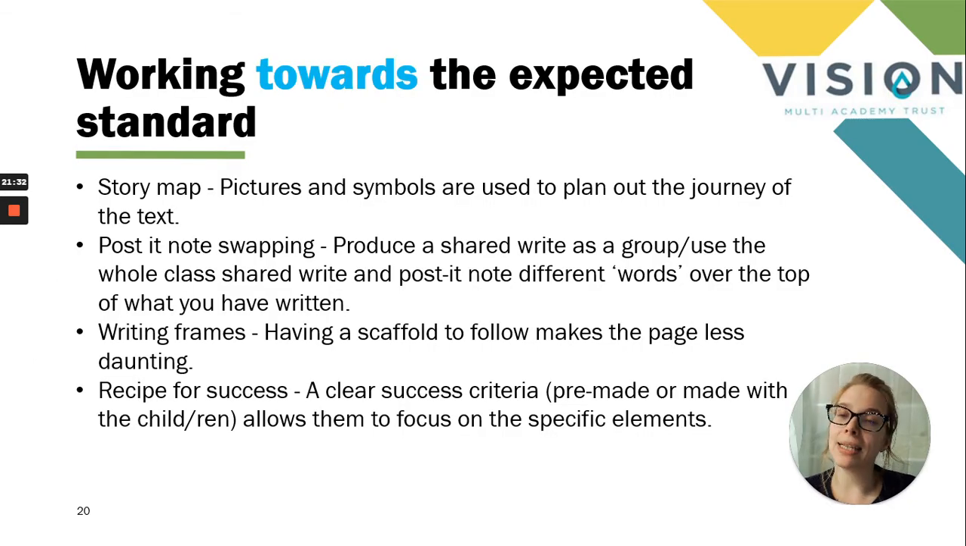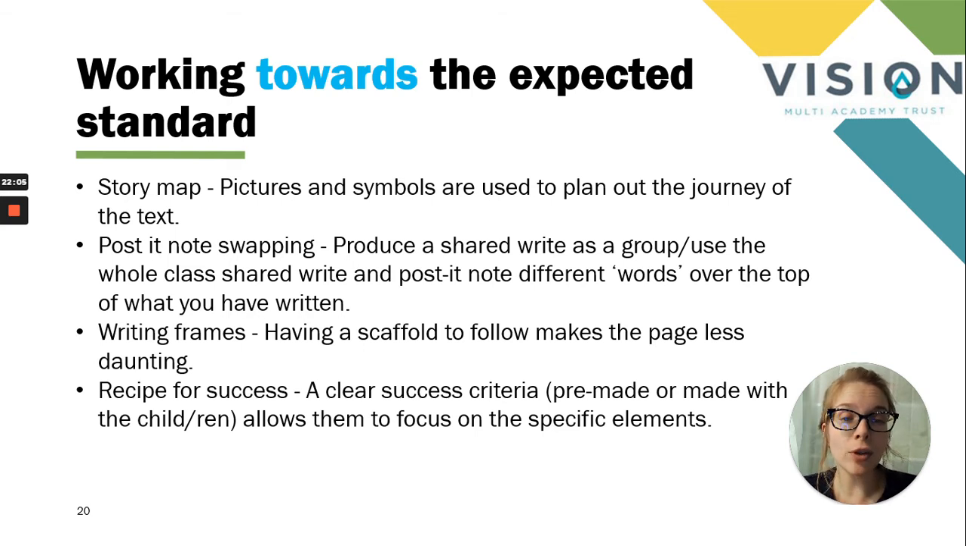So here's some ideas. We've got some story mapping. This is a fantastic technique where pictures and symbols are used to plan out the journey of the text. This helps the child visualize what they're going to write or have written as a class. New symbols can then be drawn on post-it notes and stuck over the top to generate new sentences for children to use. So that's swapping and interchanging of vocabulary. This allows for imitation, for confidence and innovation to create their own piece of writing.